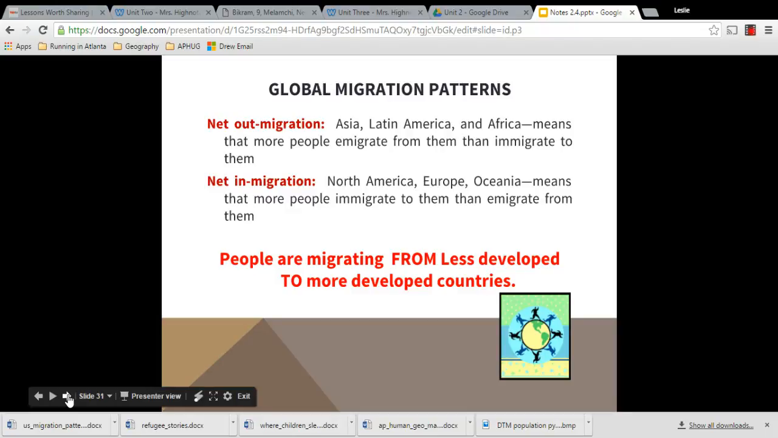Global migration patterns are measured with net out and net in migration. Net out migration, in Asia, Latin America, and Africa, means that more people emigrate with an E, leave from these places, than immigrate with an I to them. Places that have a high net immigration are North America, Europe, and Oceania. This means that more people immigrate to North America, Europe, and Oceania than emigrate with an E from them. People are migrating from less developed countries to more developed countries. That's the basic rule.